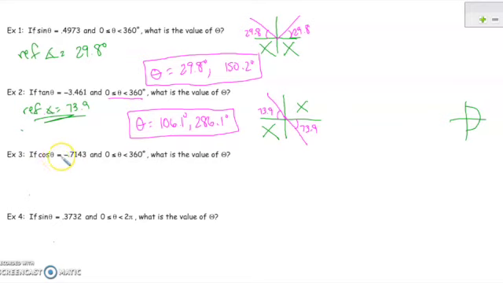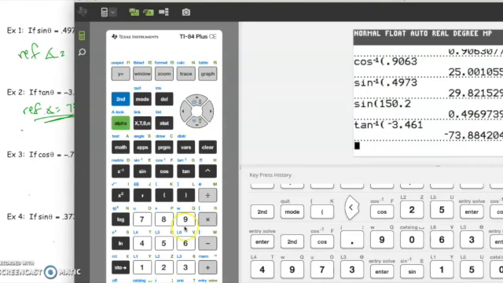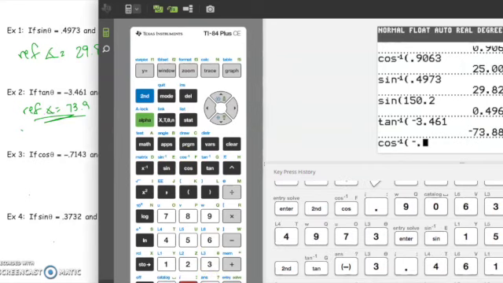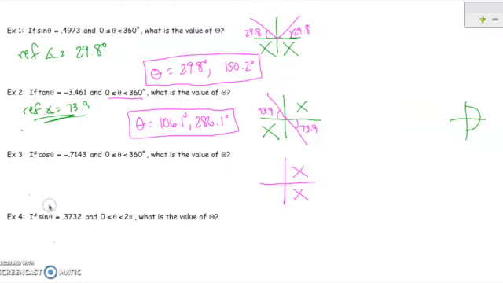All right, cosine theta equals negative 0.7143, okay? So now let's think. Cosine being negative, we need answers in quadrants 2 and 3 because that's where cosine's negative. So let's get our reference angle. So we do second cosine, negative 0.7143. And it spits out 135.6.